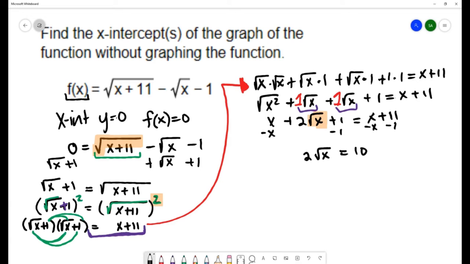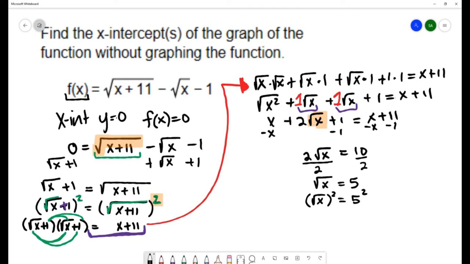I still want to isolate that radical, so I'm going to divide by 2. That gives square root of x equals 5. And then I'm going to get rid of that radical by squaring both sides.